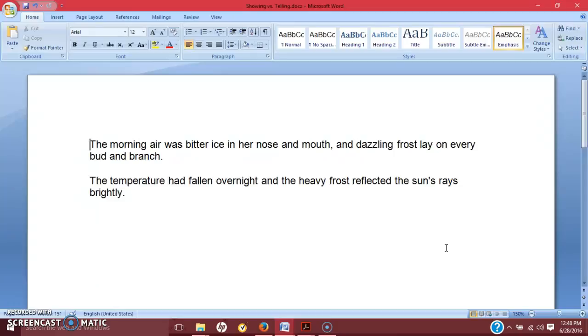Okay, so if you said this sentence is showing, then you're correct. And this sentence is obviously telling. Why? What specific details make this sentence showing over telling? My response would be things like bitter ice and dazzling frost. So it's a specific type of cold. Two specific types. There are also adjectives, bitter, dazzling. Specifically, where was the ice? It was in her nose and mouth.